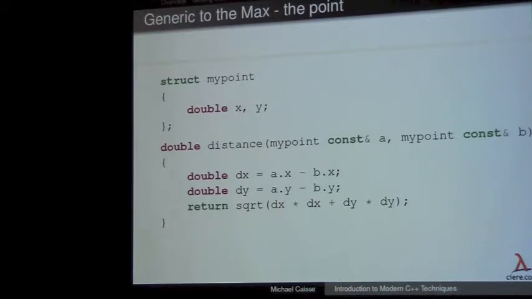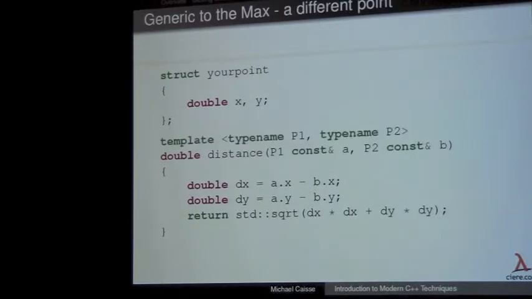So we have a my point. My point, very boring, with a double x and a double y. And so now I can calculate distance with my very cool distance function. It takes a my point by const ref, an a and a b, and it returns double. We all know how to calculate the distance between 2 points, so we do that, and we return. It's great, right? Everybody's happy until you come around and you mess up my system with your point.